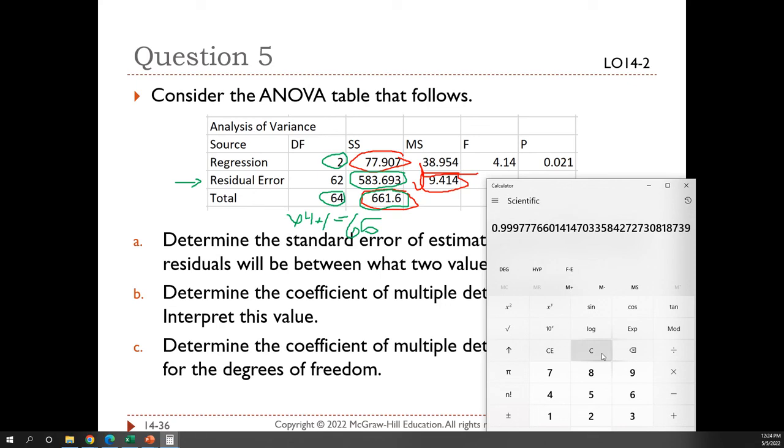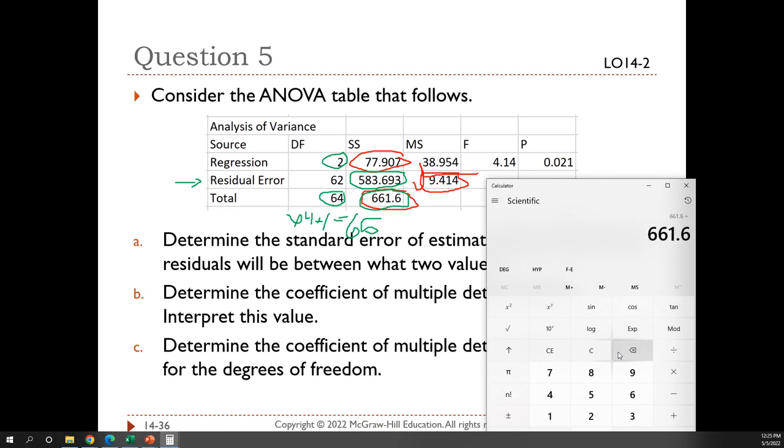Oop, I probably forgot a parenthesis there. Sorry about that. So let's try and do it. 0.693 divided by 65 minus 2 plus 1, close, close. So that's 9.414. Getting a little bit of rounding.